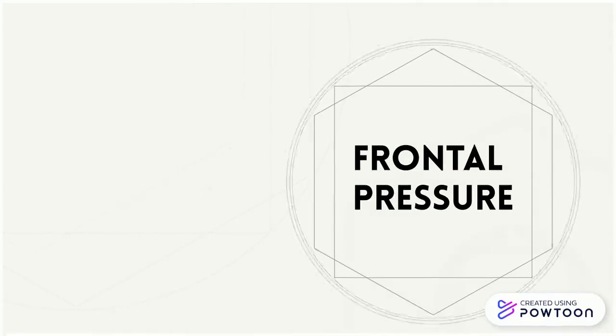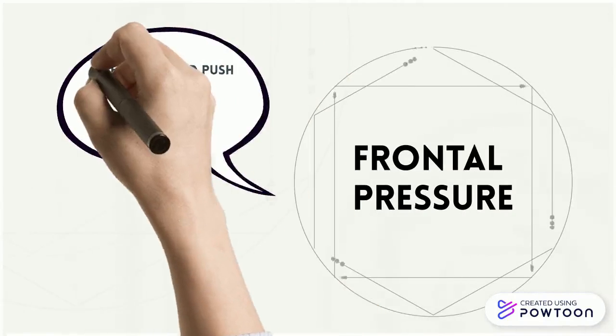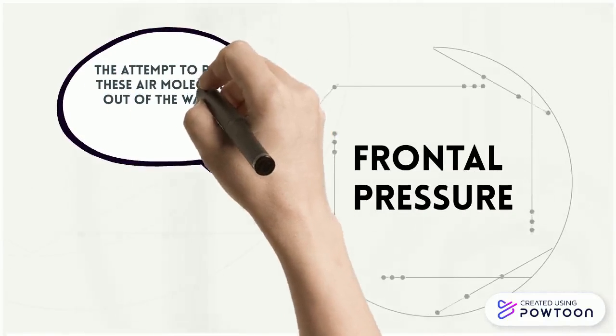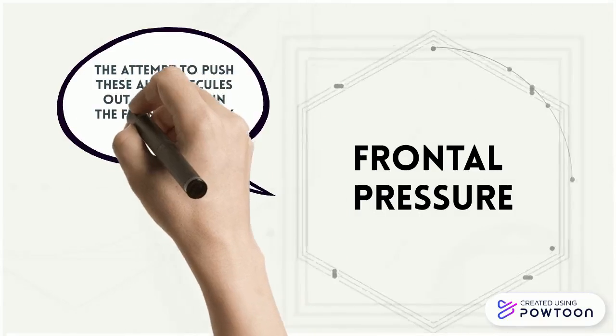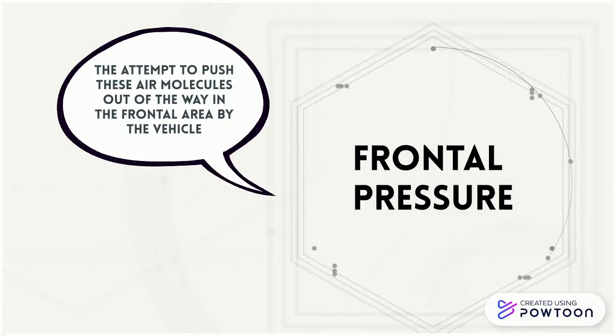Frontal pressure is the attempt by the vehicle, which in this case is a car, to push these air molecules out of the way in the frontal area, and it creates a drag. As these air molecules approach the car, they begin to slow down and compress. This raises the air pressure in the frontal area.